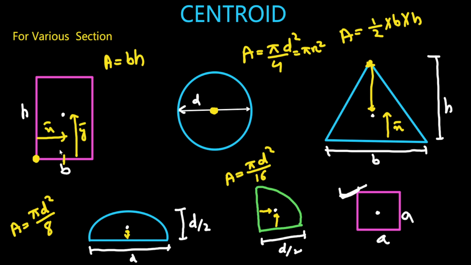For the rectangle, x bar will be b by 2 and y bar will be h by 2. So x bar is nothing but b by 2, y bar is nothing but h by 2. If we take the centroid as the 0,0 location, then x bar is 0 and y bar is 0. For this one you have to take a strip, then integrate about this axis only. After that you will get the answer like this.